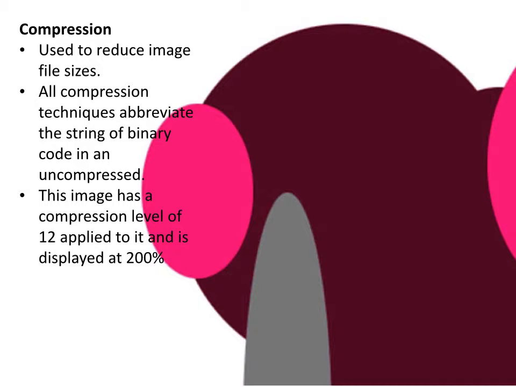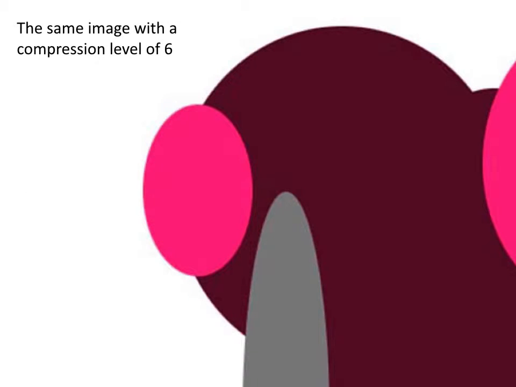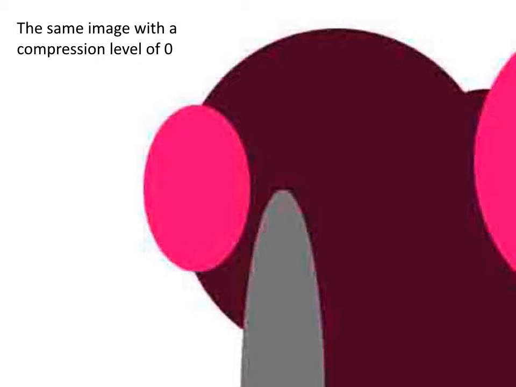This is an example of an image that is compressed to a compression level of 12, and it's displayed at 200%, so we can see the effect of this. This is the same image compressed more with a compression level of 6. This is the same image again with a compression level of 0. You can see that with this amount of compression, the image has started to degrade quite considerably.